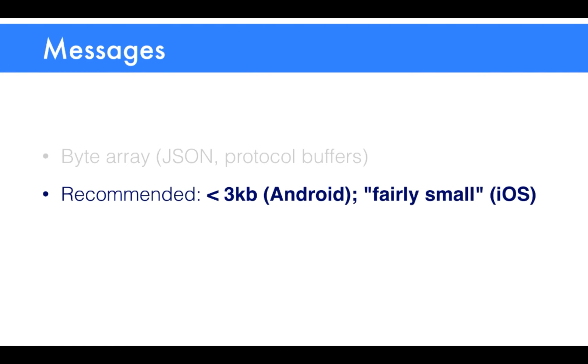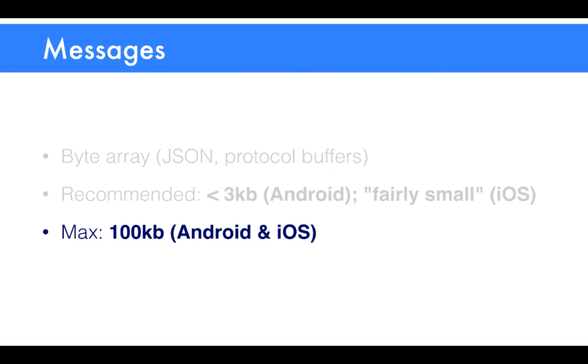There are recommended sizes for performance reasons. It's recommended that the messages be less than 3 kilobytes on Android, and the best I could find for iOS was fairly small. So let's call that less than 3 kilobytes as well. That's not a terribly tough restriction, I wouldn't say. 3 kilobytes is a fair amount of data that you can cram in there. And the max, if you don't care about performance and you just want to test this thing and see how big an object you can transfer, is 100 kilobytes, and that's shared by both Android and iOS.